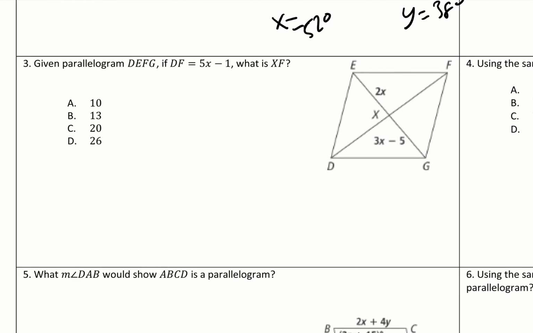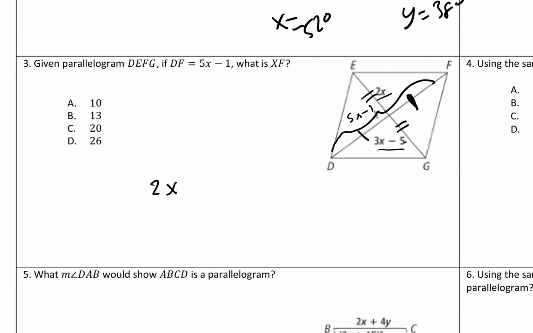All right. Number 3, given the parallelogram, if DF is 5x minus 1, so this whole thing is 5x minus 1, what is XF? I guess this is x, so we want to figure out that. That's a question mark. Well, we know that XF has to be half of 5x minus 1. This is cut in half, and this is cut in half. Okay, and they give us these 2 halves, the 3x minus 5 and the 2x. So those have to be equal to each other. So we're going to do that first.